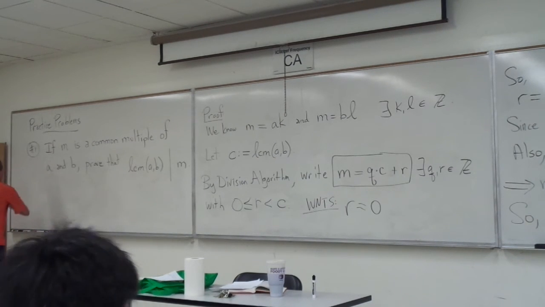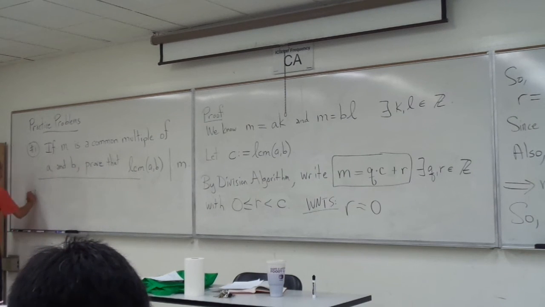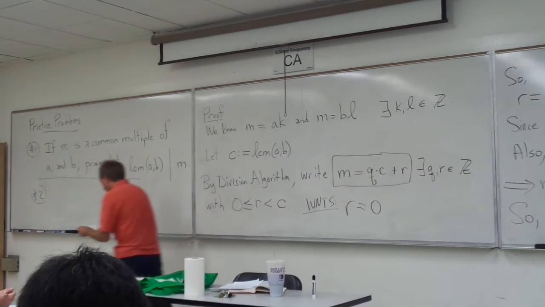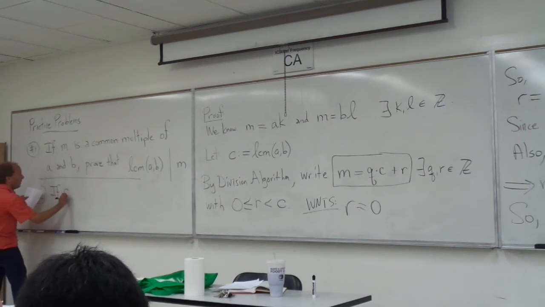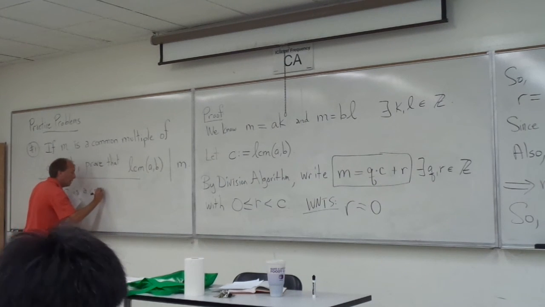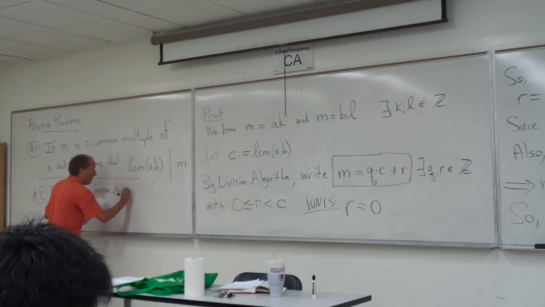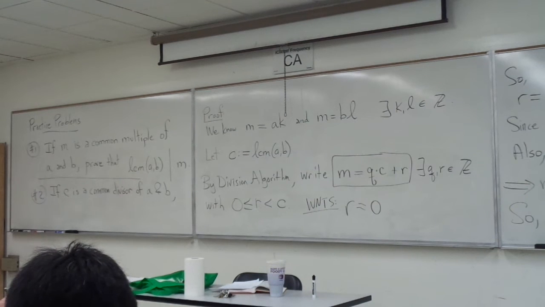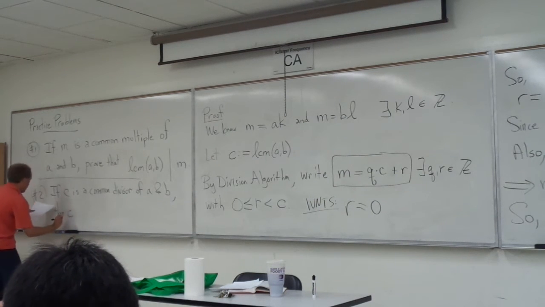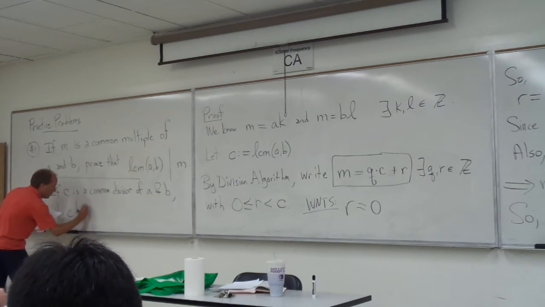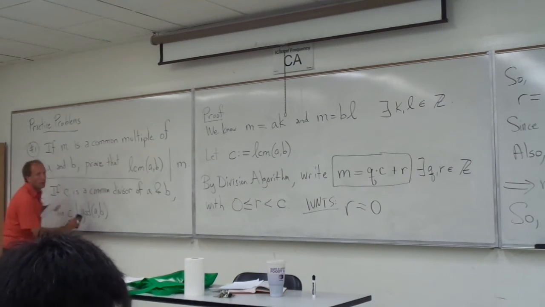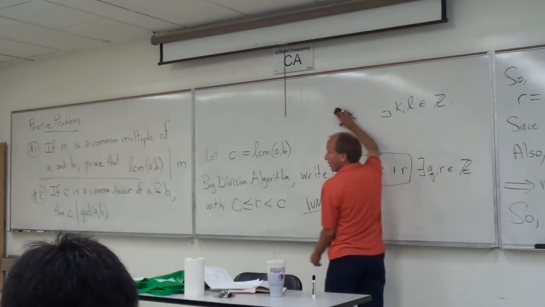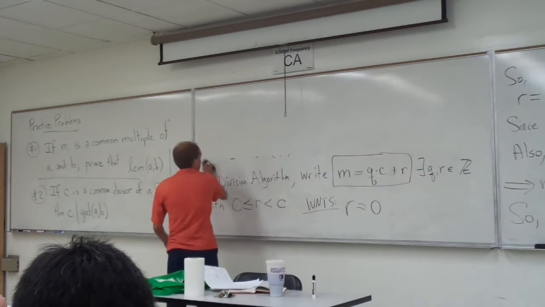Let's take another problem. I'm going to write it right below the first one because it's related to the first one. So here's number 2. This is along the same lines. Here it is. If C is a common divisor of A and B, then C divides the GCD of A and B. Okay, so this one involves the GCD. It's sort of like turning problem number 1 around.